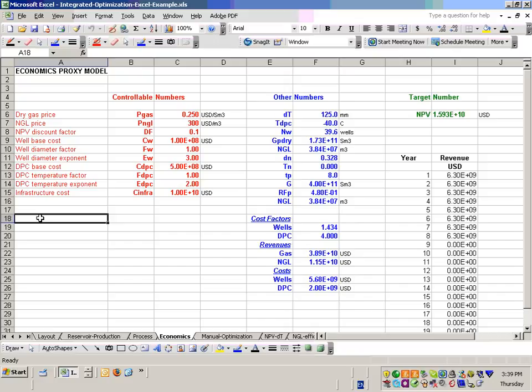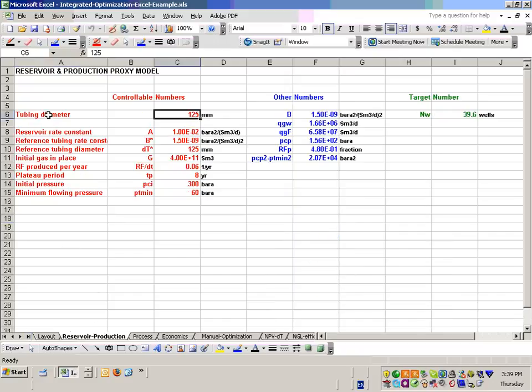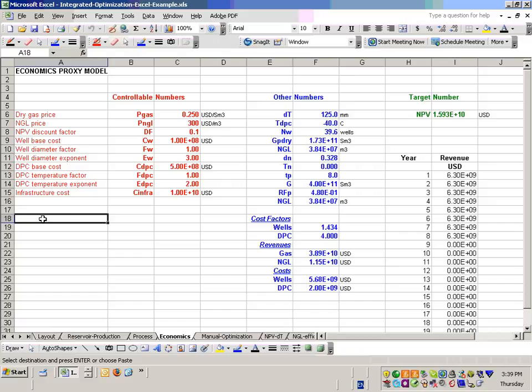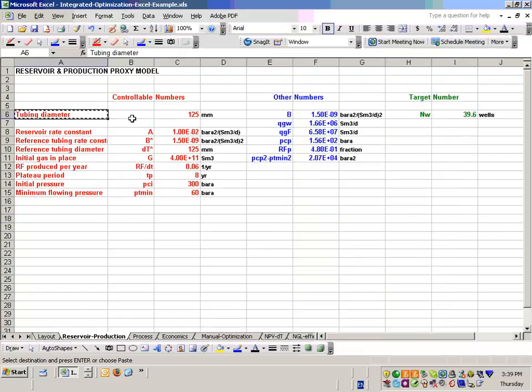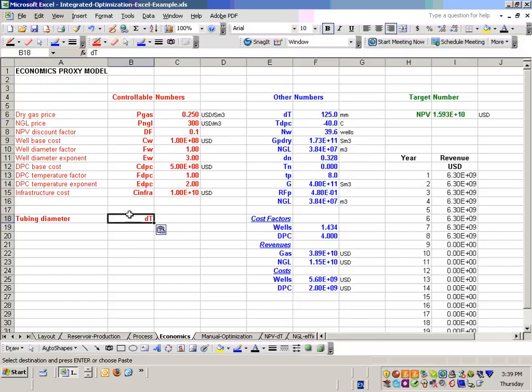Let's say that we put the tubing diameter. I'll just copy the name here, not the numbers. Is there a name? Let's see. Tubing diameter, that should be DT. Okay? There. And now I want to put a number like that.